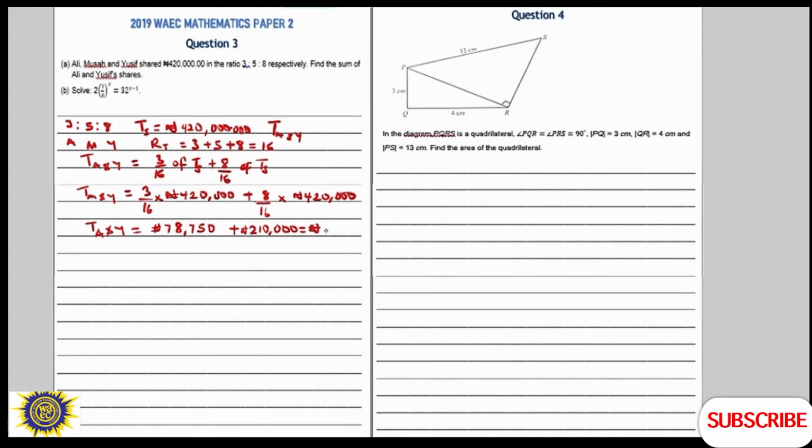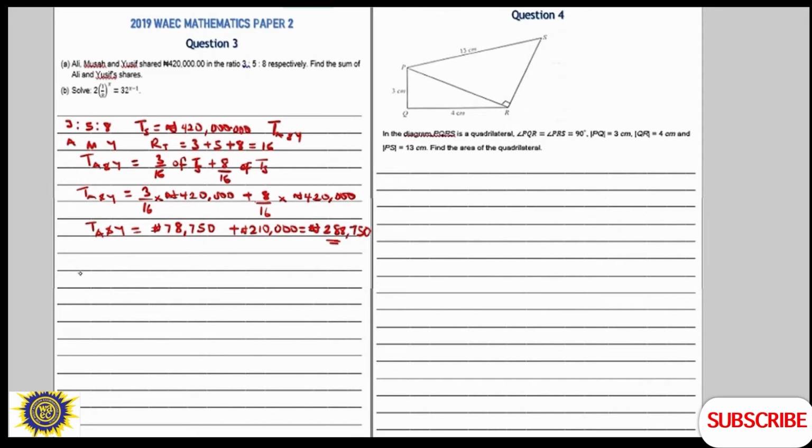When you add them together, that is 78,750 plus 210,000, we are going to have 288,750. So this is the total amount of money shared by Ali and Yusuf. So that's about question number 3A.